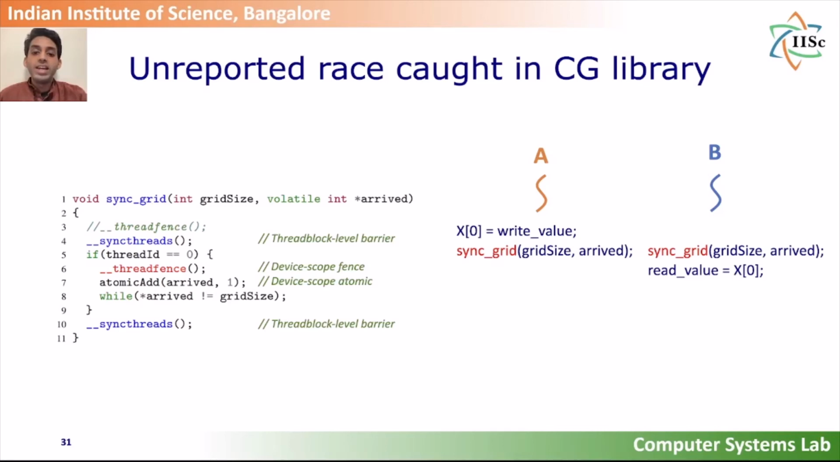However, as A is not a leader thread, it would not execute the device scope fence. Instead, it would only execute the thread block level barriers seen on lines 4 and 10. As thread B belongs to a different thread block, this is not sufficient synchronization, so these 2 threads are part of a race. Instead, if the device scope fence was moved to line 3, this would guarantee that thread A executes a device scope fence, which would then synchronize with thread B.